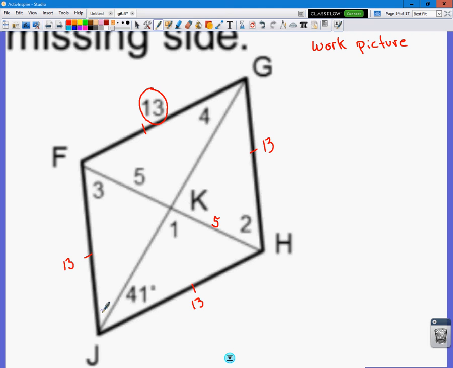I do know that diagonals bisect each other. So I know if this was 41, that over here is also what? 41. And since opposite angles are equal, both of these up here are also what? 41. I do know that whatever is here has to be here, has to be here, and here. So 3, 5, and 2 are all going to be the same.